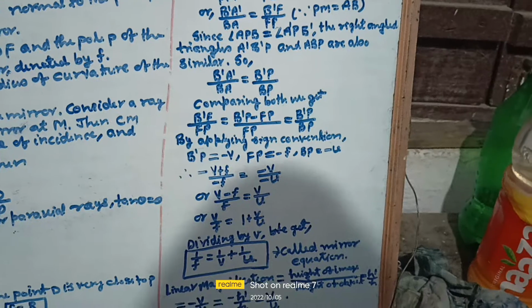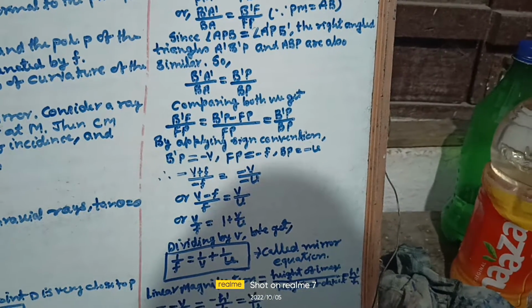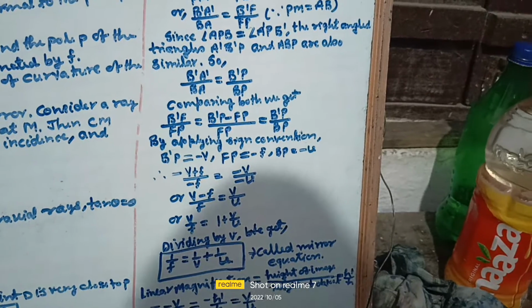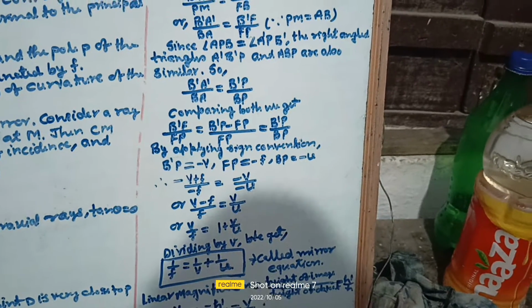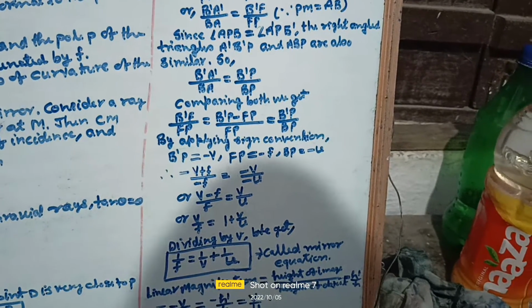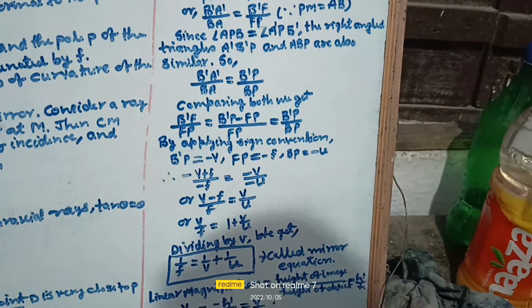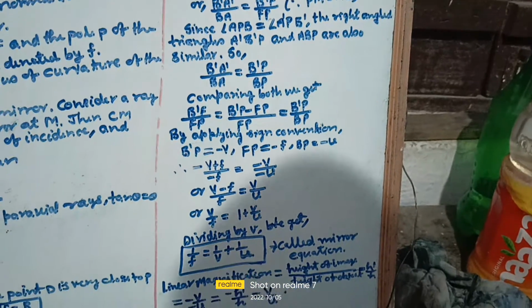Now the linear magnification is the ratio of the height of the image to the height of the object, which is equal to h'/h, where h' is the height of the image and h is the height of the object. m = −v/−u = −h'/h = v/u, because the image is inverted and real.